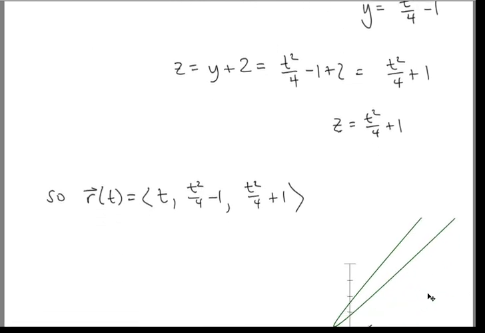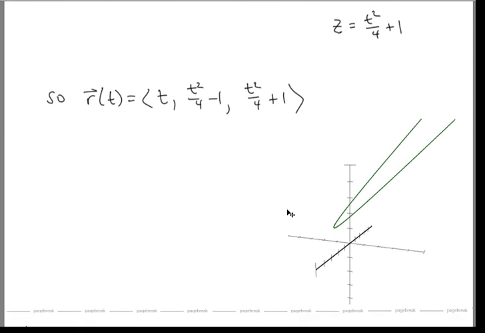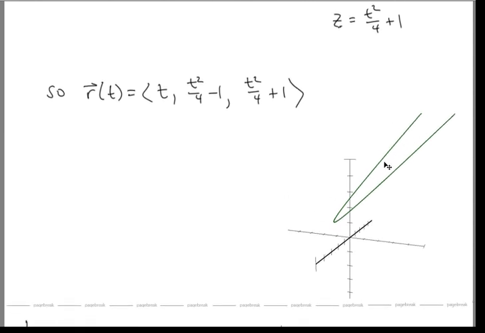So r of t is equal to t, t squared over 4 minus 1, t squared over 4 plus 1. And this is one possible parametrization for the curve of intersection. And this parametrization was based on our choice to let x equal t and then go from there. And that curve looks like this. And that's the curve of intersection that we're looking for.